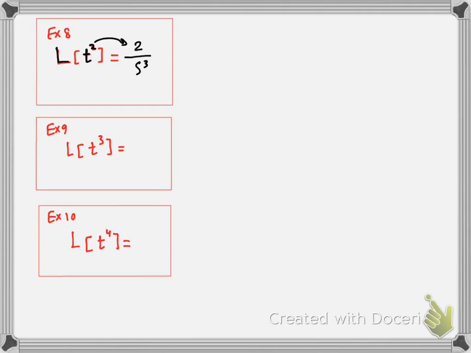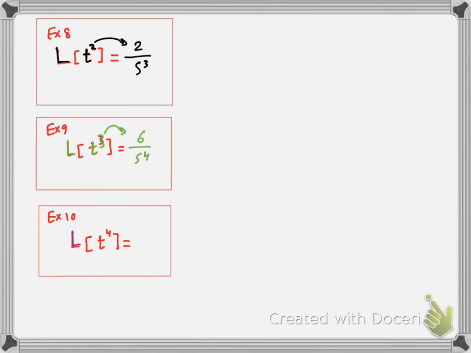In example 9, let's compute Laplace for t cubed. First of all, I will take the power here, which is 3, and make it a factorial. And down it will be s to the power 3, and then I will add 1. 3 factorial means 3 multiplied by 2 multiplied by 1. And down here I have s to the power 4, which will become 6 divided by s to the power 4.